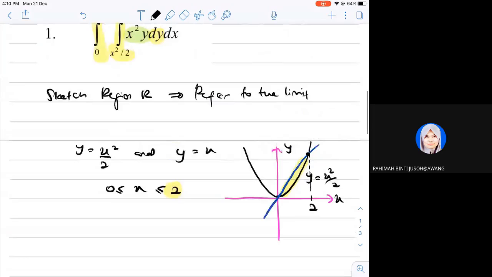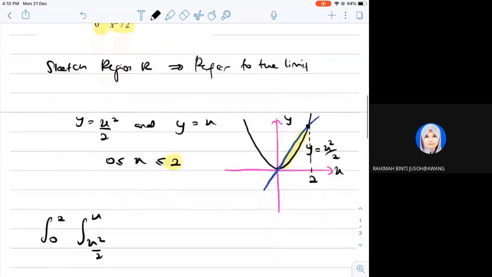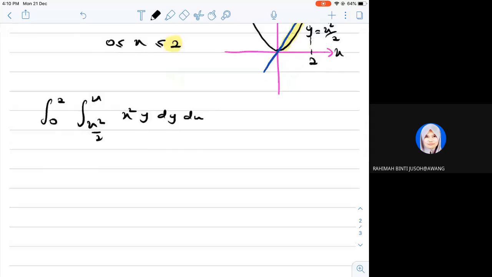Okay, so now let us solve this integration. From 0 until 2, x squared over 2 until x, we have x squared y dy dx. So we will have integration from 0 until 2. Okay, what's the constant now?